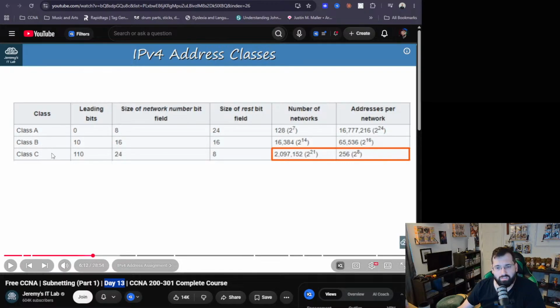I wonder if this class A, B, and C was derived from like American driving licenses, because class A, class B, and then class C. I don't know. That's a total other thought I just had.